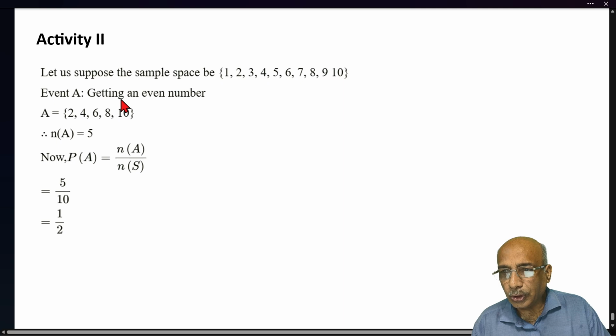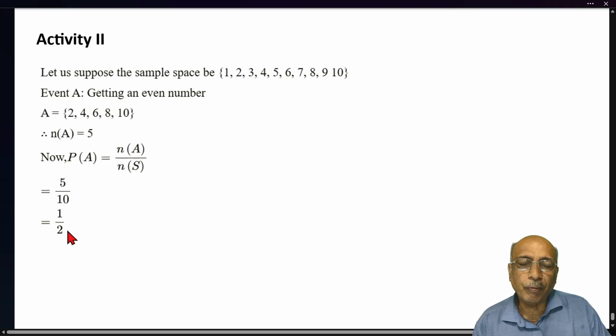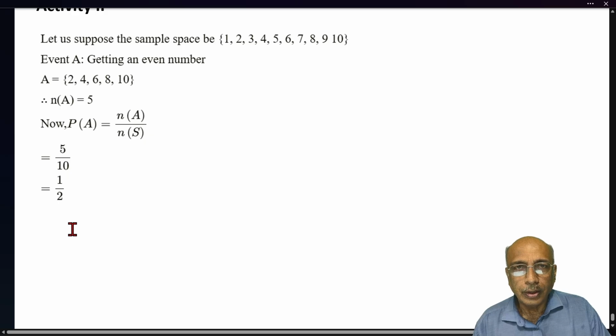Let us suppose the sample space is 1 to 10. Event A is getting an even number. So 2, 4, 6, 8, 10. So n(A) will be 5. So probability of finding A will be 5 by 10. Simplify it, you will get 1 by 2. This much is sufficient for this.